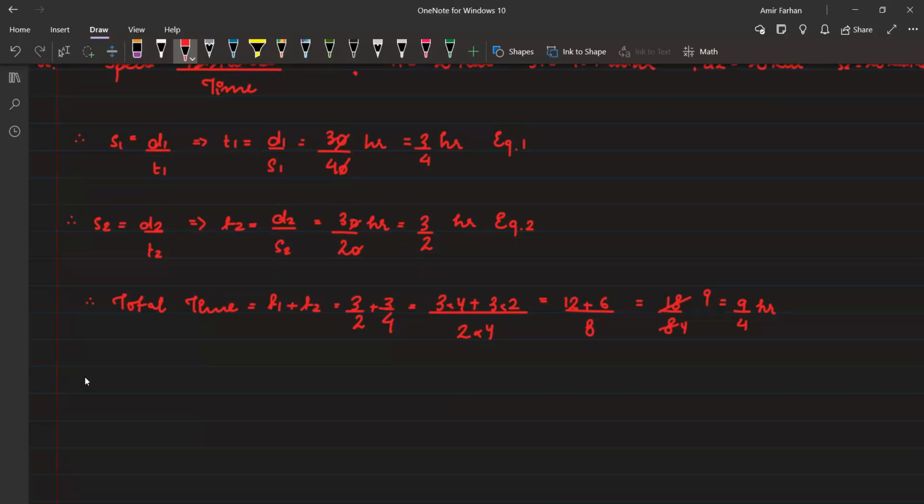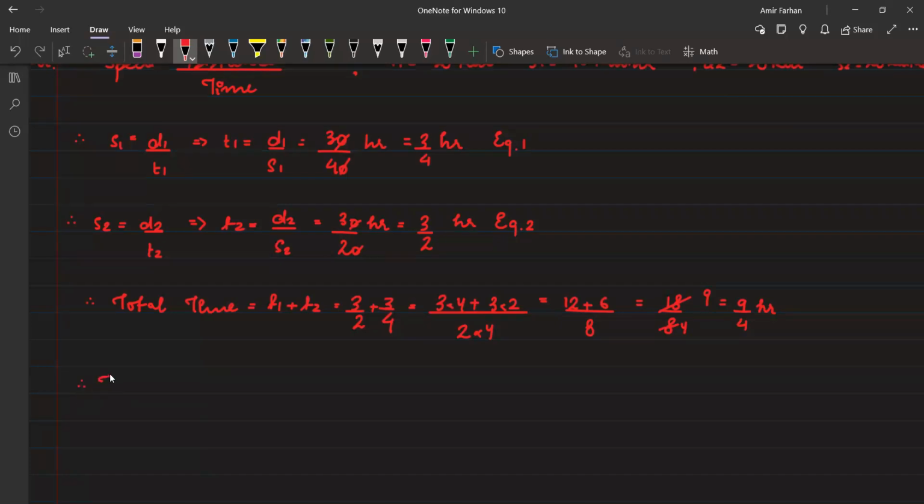Got it, everybody, yes or no? I'm not saying this is wrong. This is also correct, but it is time consuming. If this question appears in your exam, we don't have that much time to solve these questions in such a manner. So that's why smart work is necessary.